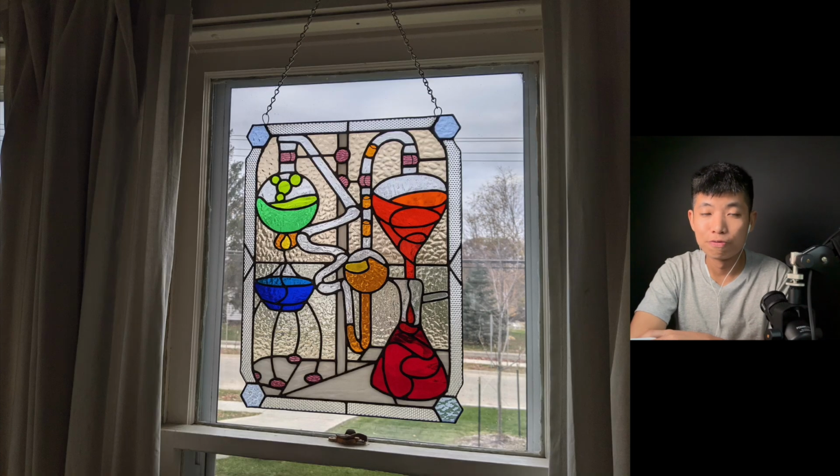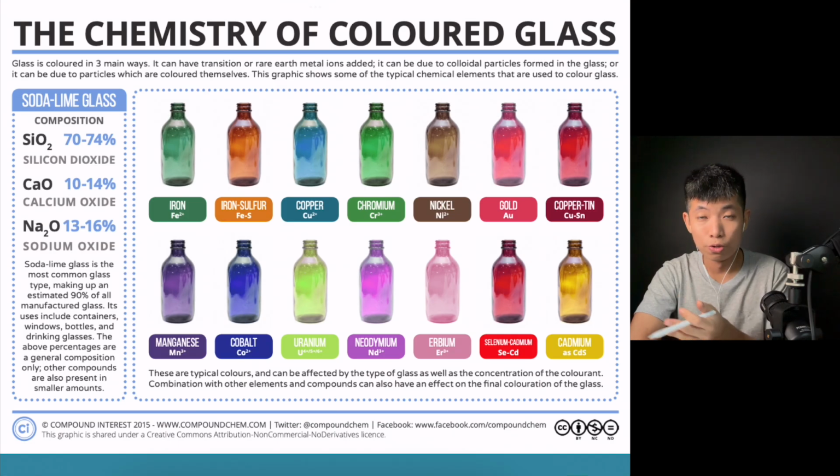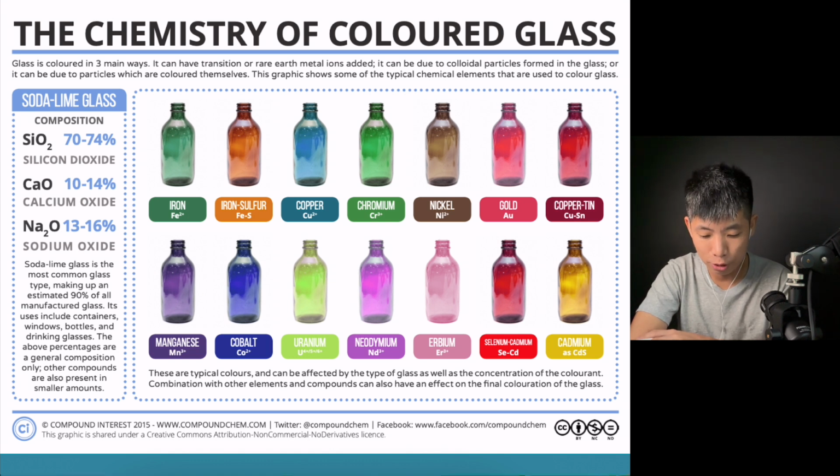So where is this useful? There are many applications of that. One is in making art. In stained glass, for example, how do they color the glass a different color? You know that glass is mainly silicon dioxide. So they add different transition metal ions to glass to give the glass a different color.